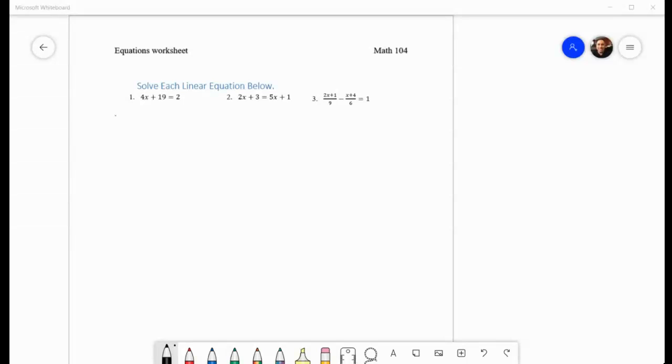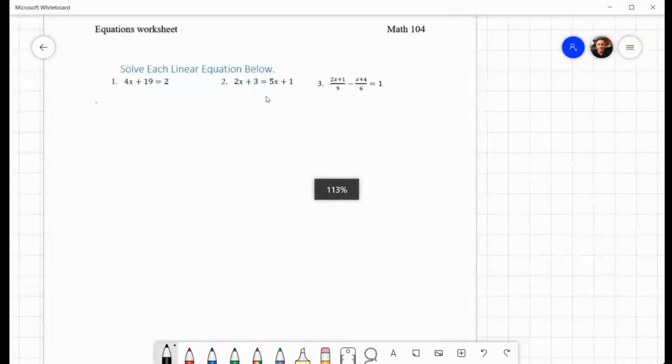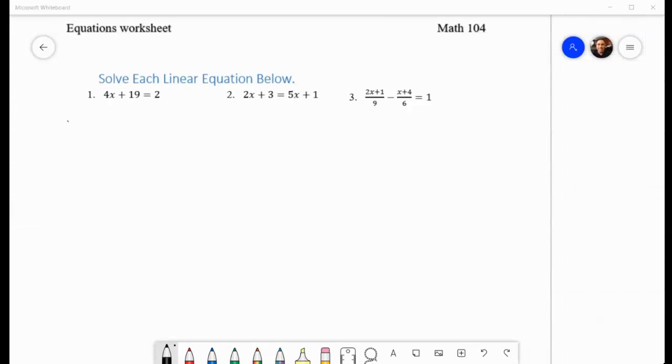Okay. So for the first one, let me see. Okay. Zoom in a bit. See if I can zoom in just a little bit. There we go. Okay, so let me do it now. Oh, come on.